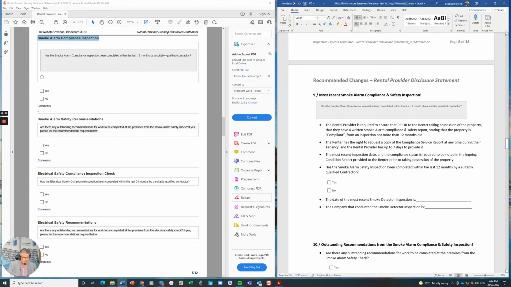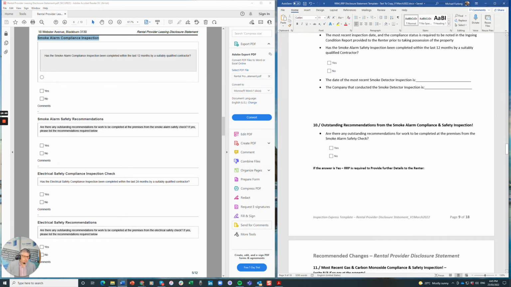So what I've done is I've put in here the date of the most recent smoke detector inspection is, and that needs to be manual. So they need to be able to type that in. And the company that conducted the smoke detector inspection is, and they need to be able to type that in. And then underneath here, we've got outstanding recommendations from the smoke alarm compliance and safety inspection. And again, I'm trying to write this with the heading, so outstanding recommendations instead of just recommendations. So these are outstanding. Are there any outstanding recommendations for work to be completed at the premises from the smoke alarm safety check? Yes or no? If the answer is yes, the RRP is to provide details.